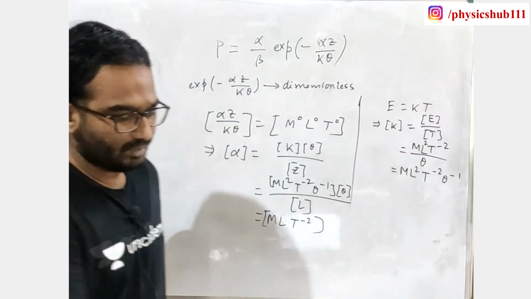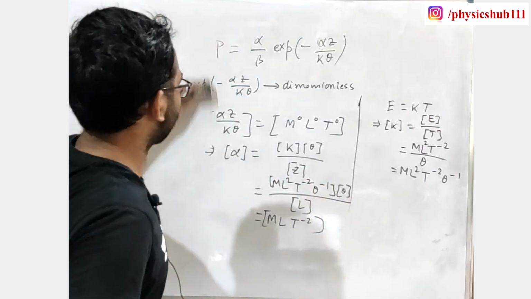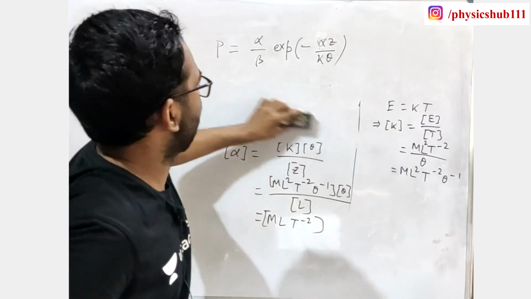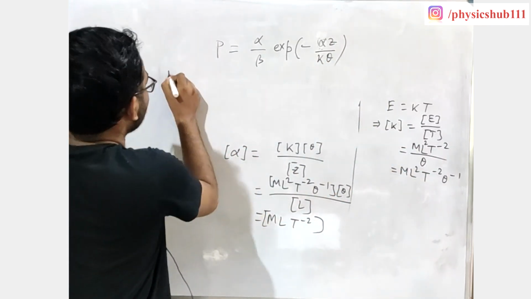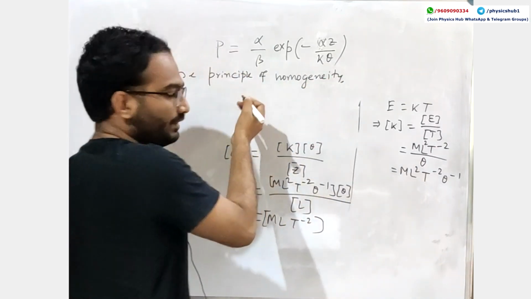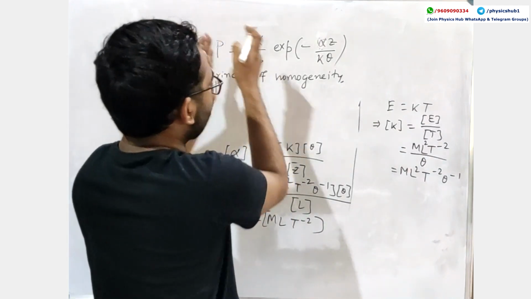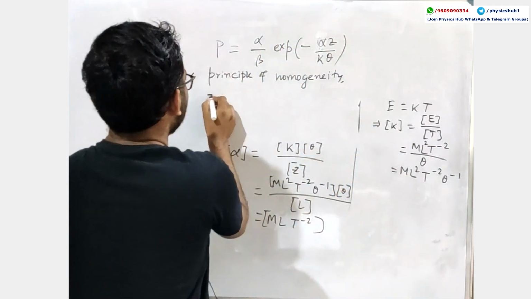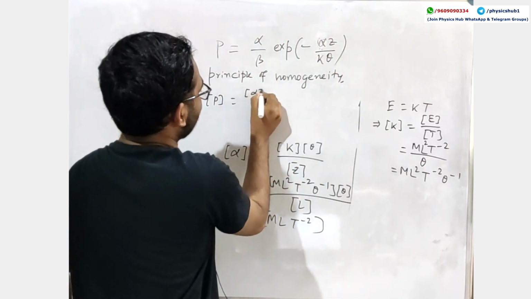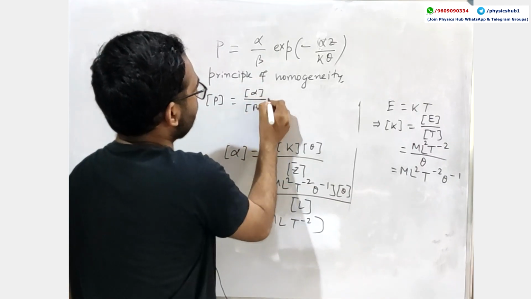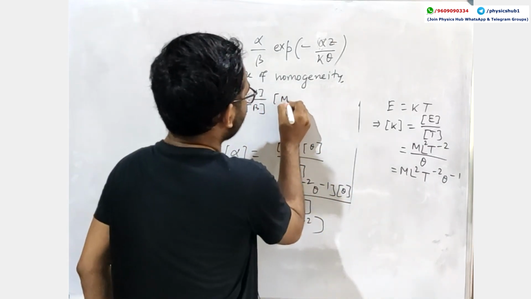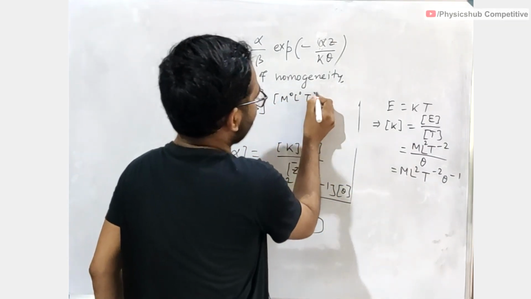Now what do we have to do? We have to use the principle of homogeneity. According to this principle, the dimension of the left hand side will be equal to the dimension of the right hand side. So dimension of P will be equal to dimension of alpha by dimension of beta. And as I told earlier, the exponential is a dimensionless quantity, so we can write the dimension as M to the power 0, L to the power 0, T to the power 0.